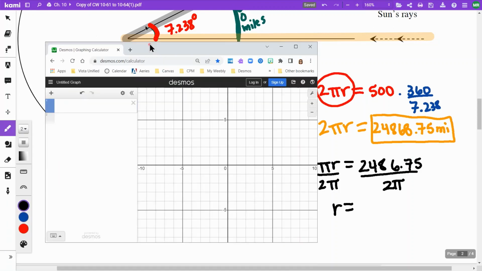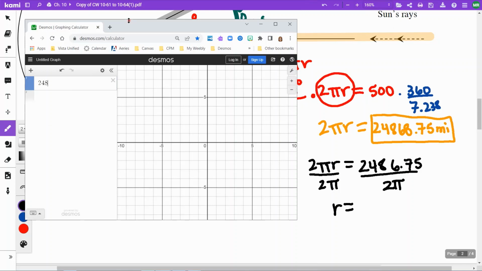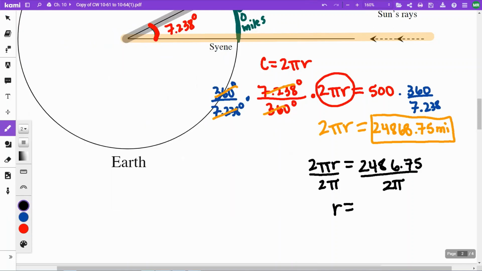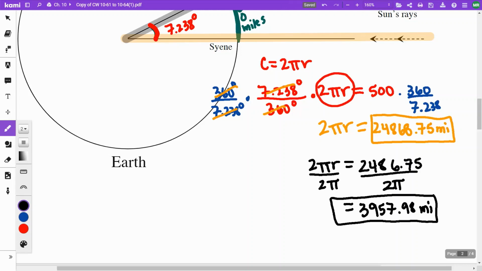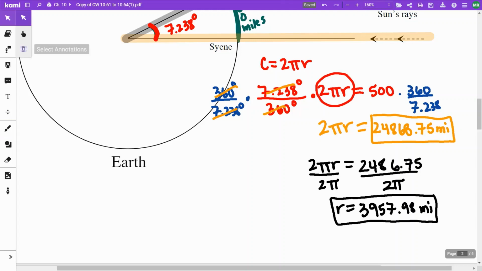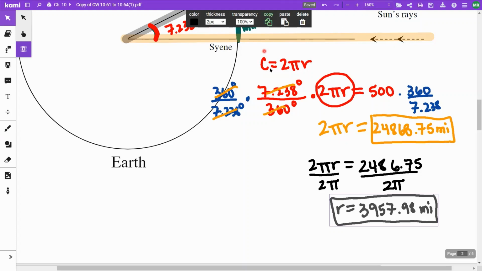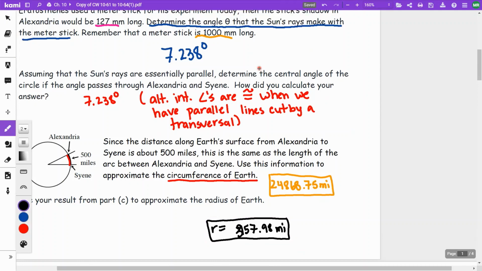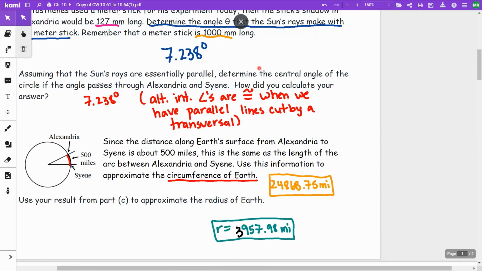So let me take 24868.75, and I'm going to divide it by 2 and let me get pi here. And that's 3,957.98. So let me jot that down. 3,957.98 miles. And that is our radius. And let me just copy this.